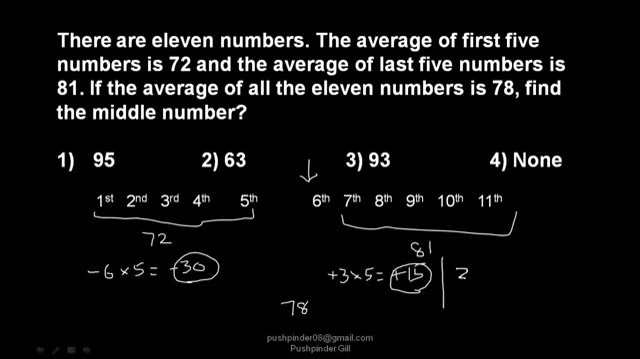So if I add all the deviation, I get a net deviation of -15, isn't it? But 78 is the average. That means the total deviation, if I add, should be 0. So if I'm getting a -15 here, I should get a +15 here. So if I should get a +15 here, that means this number must be 15 greater than the average. That means this number must be 78 plus 15, that is 93.